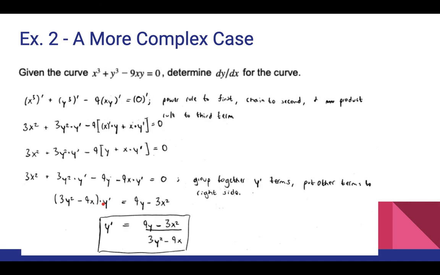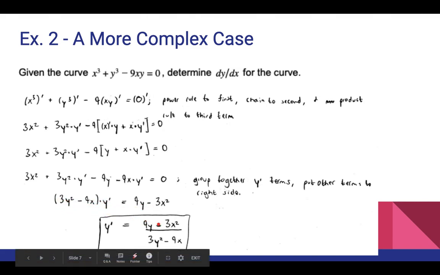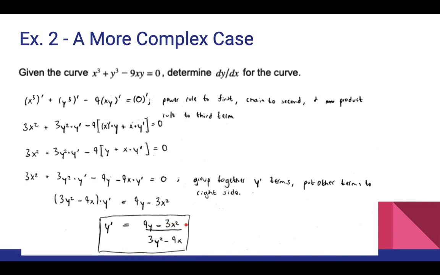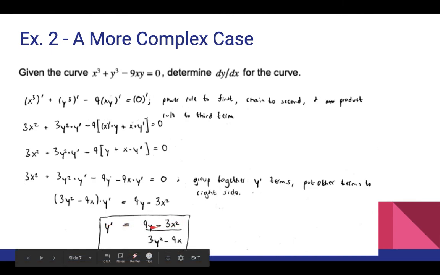And then we're going to move the 9y to the other side, so we add 9y to both sides, and we subtract 3x squared from both sides since these do not contain y prime. So now, lastly, we divide both sides by 3y squared minus 9x in order to get our derivative by itself. So we see that our derivative is 9y minus 3x squared divided by 3y squared minus 9x.